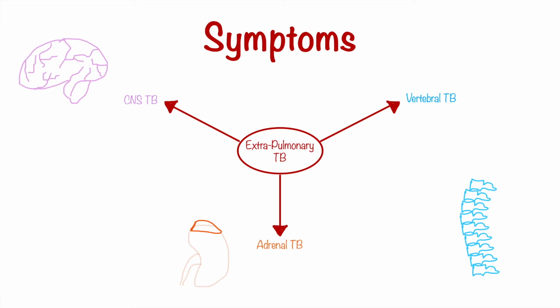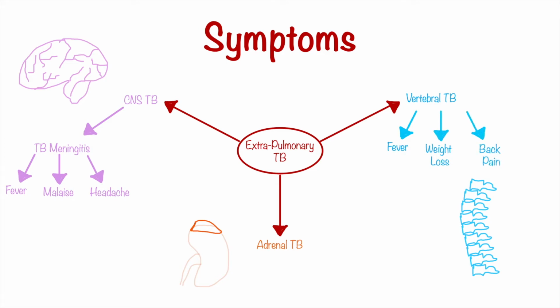CNS TB has numerous manifestations, the most common being TB meningitis, which presents with fever, malaise, and headache. Vertebral TB is also known as Pott's syndrome, presents with fever, weight loss, and back pain. Neurological deficits are seen in half of the patients, and spinal deformities such as kyphosis are common. Finally, adrenal TB is a leading cause of Addison's disease worldwide.